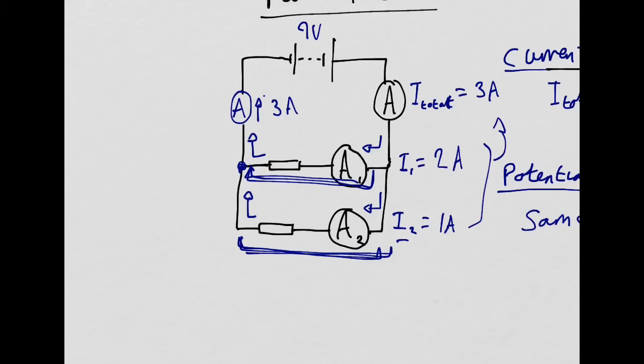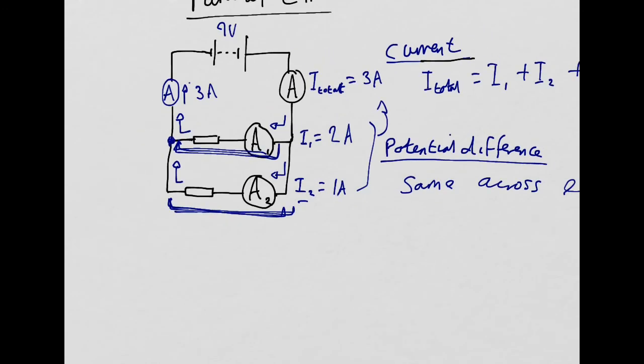If you wanted to work out the resistance along each branch, then you could just use the equation V equals IR, which we've looked at in a previous video. You can rearrange it to get R equals V divided by I. We know what V is because it's 9 volts for this particular circuit. You know what I is because, depending on which branch you're measuring the current of, it's either 2 amps or 1 amp, and then you can figure out what R is from that.